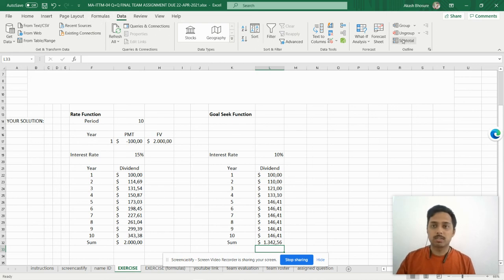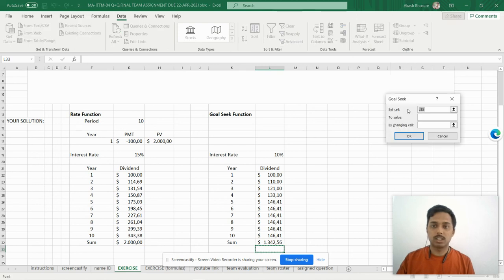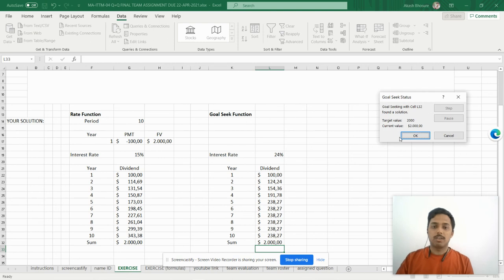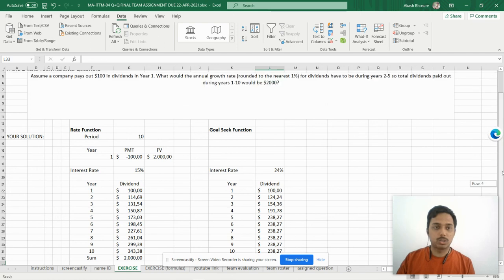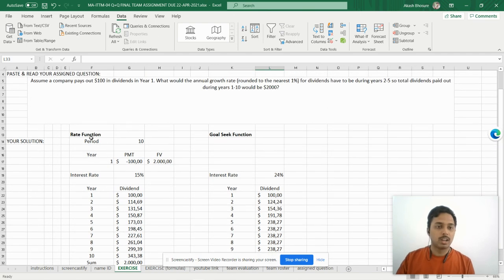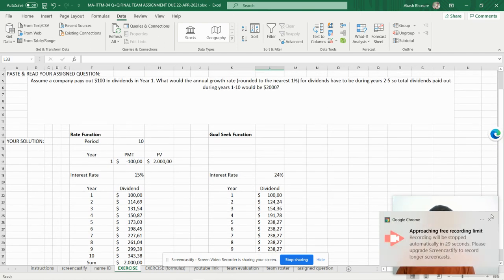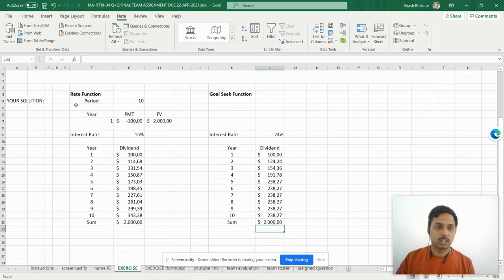The Goal Seek function can be used. It is in Data, What-If Analysis, Goal Seek. It asks for the set cell. So we have to set this cell to value 2000 by changing the interest rate cell. After analysis, it shows the interest rate we got by Goal Seek is 24% and the sum is 2000. So this question can be solved in two cases, by the RATE function and the Goal Seek function.